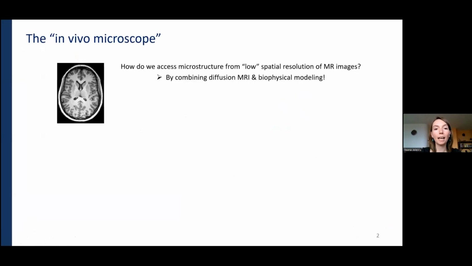So first of all, how do we access microstructure information from low spatial resolution in MRI images? MRI images are typically maybe 1 or 2 millimeter resolution, and this has no microscopy pretense. There are many ways that we can access microstructure information below the voxel resolution. Today, I will focus on one approach, which is combining diffusion MRI and biophysical modeling. The diffusion MRI part takes care of the sensitivity to micron scale features, whereas the biophysical modeling part takes care of the specificity, meaning what are those features really like.